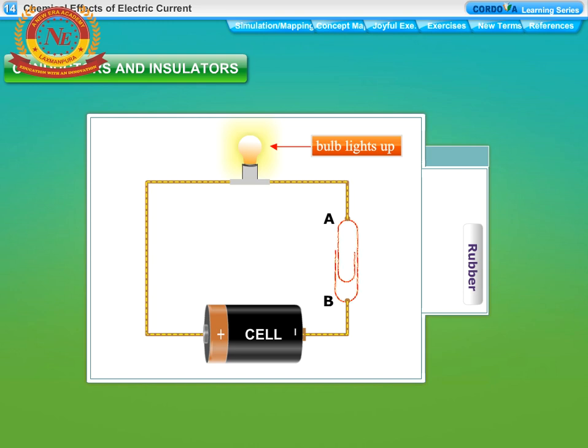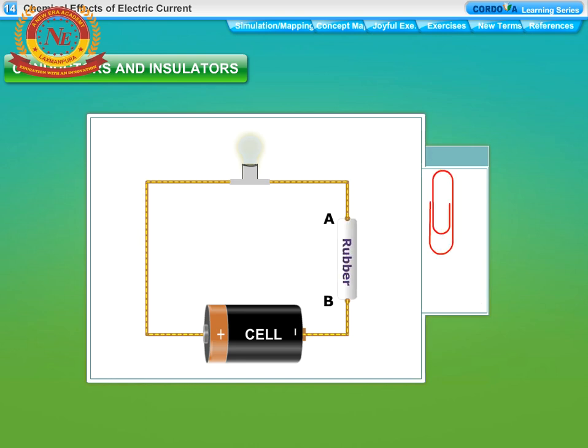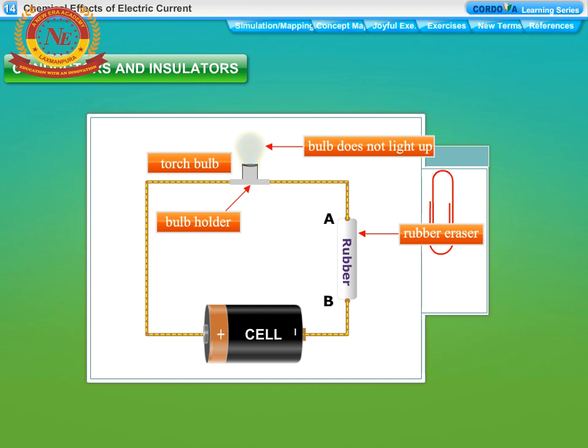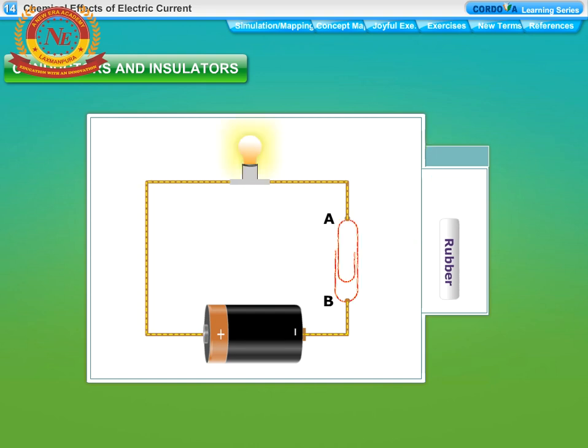Bulb lights up. Torch bulb, bulb holder, cell. An electric tester consists of an electric cell, a torch bulb fitted in a holder, and some connecting copper wires. Bulb does not light up. Rubber eraser, bulb holder, torch bulb, cell.